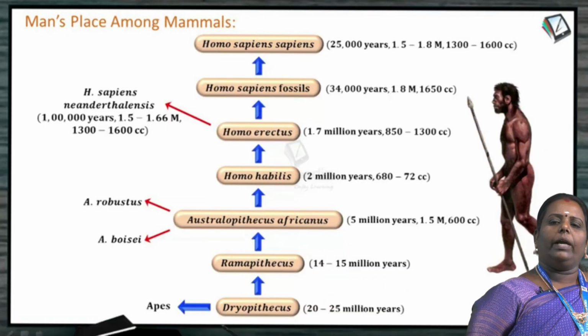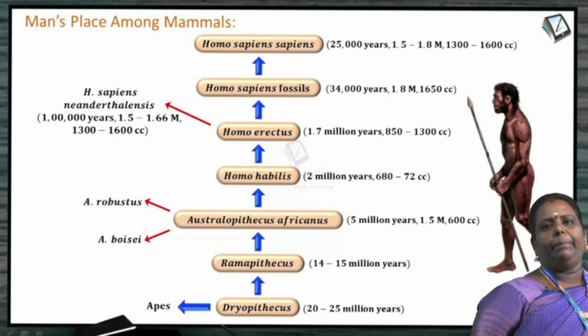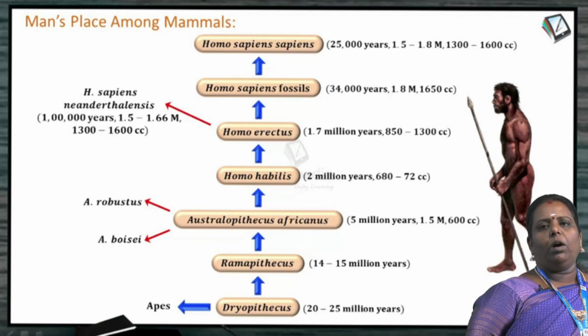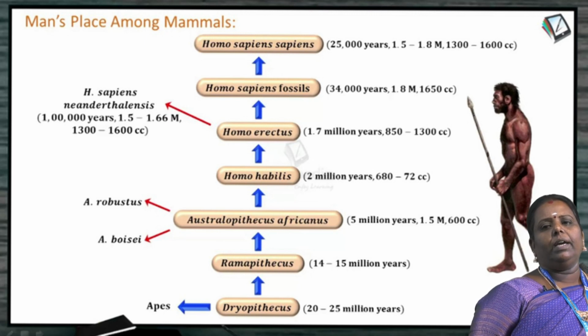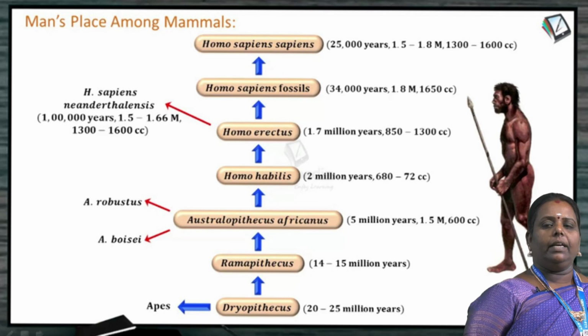This picture explains the stages: first Dryopithecus, then Ramapithecus, Australopithecus, Homo habilis, Homo erectus, Homo sapiens fossils, and Homo sapiens sapiens. Right now our name is Homo sapiens sapiens, that is called modern man. Dryopithecus, the ape-like structure, lived 20 to 25 million years ago. Another, Ramapithecus, lived 14 to 15 million years ago.